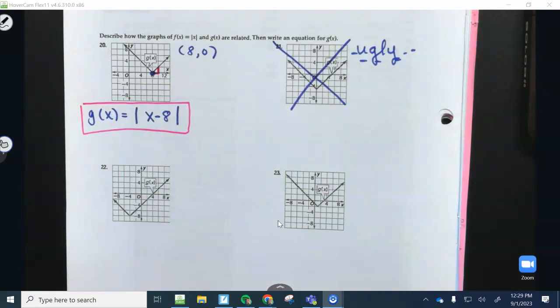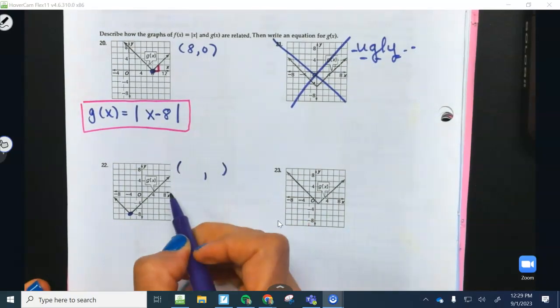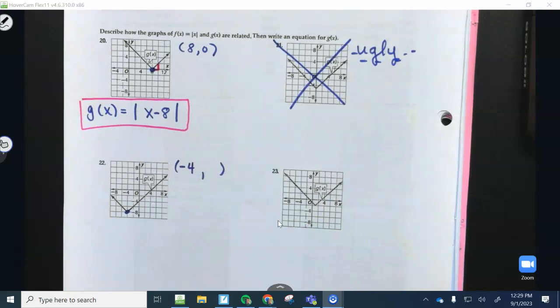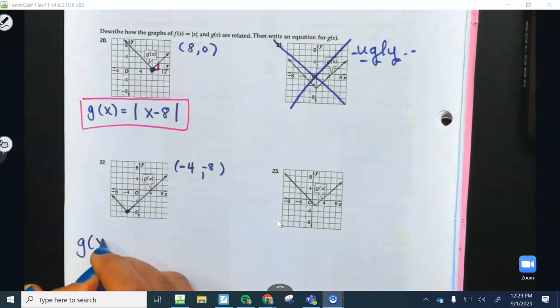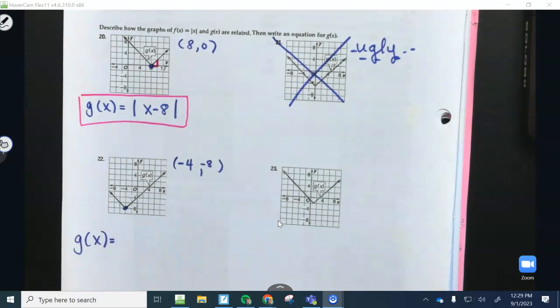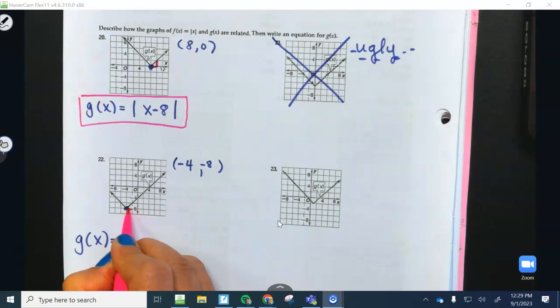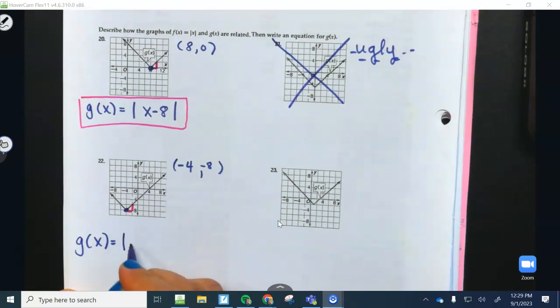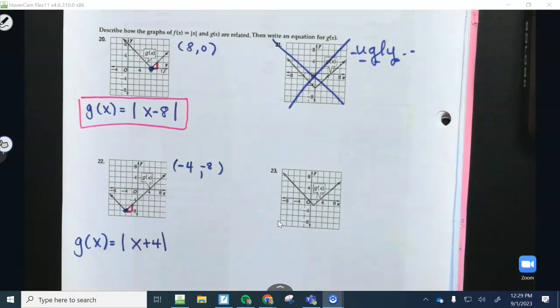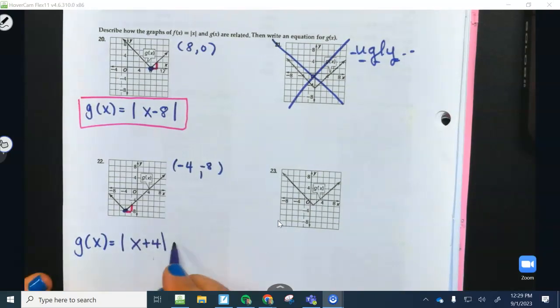Let's take a look at problem 22. Problem 22 has been translated to the left and translated down. How many units to the left did it go? 4. So I know the h value is negative 4. What's the k value? Negative 8. Good job. So again, this is going to be g of x, and I just want to make sure that there are no stretches or shrinks. So again, guys, if I go over 1 unit and up 1 unit, I do land on that graph. So I know there is no stretch or shrink. I am good to go ahead and write x plus 4 in the absolute value bars, and then of course minus 8 on the outside.